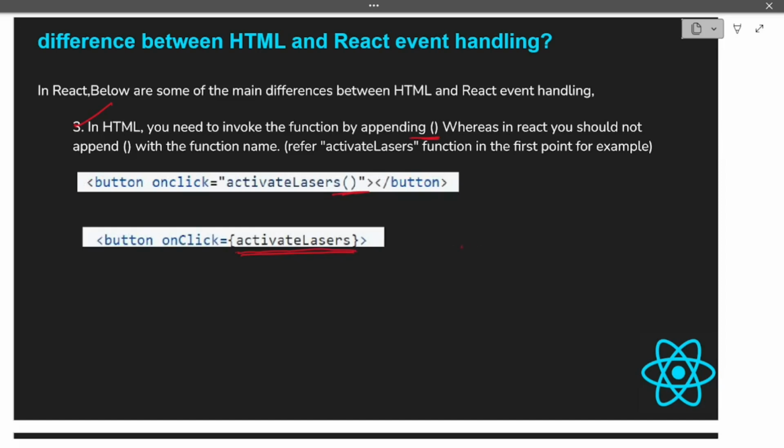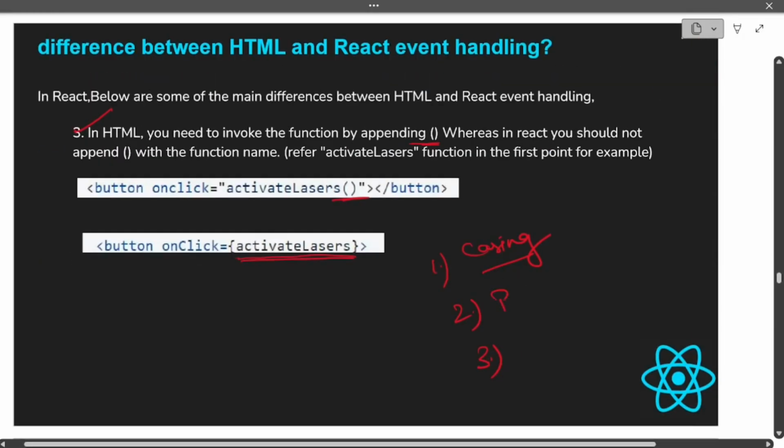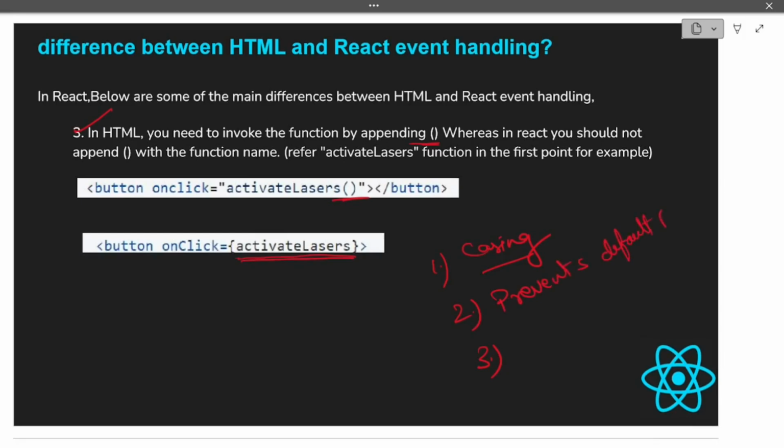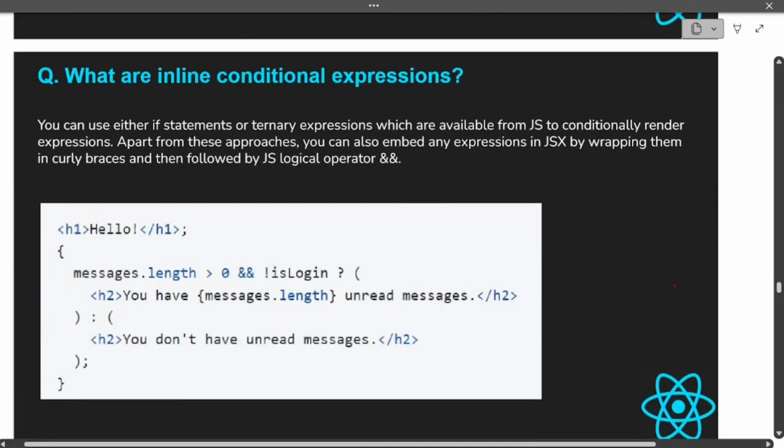So we have seen a total of three differences. The first one was casing, camel case convention is followed in React. The second one was this one, where it prevents the default behavior by event.preventDefault, and the third one is invoking a function using brackets in HTML, and in React we do it directly. So these were the three differences, and this was one of the main important interview questions.